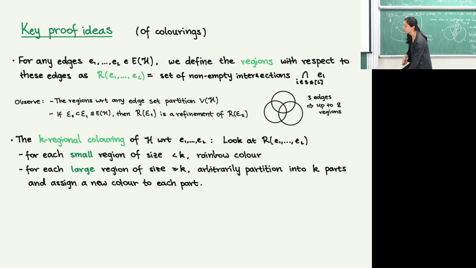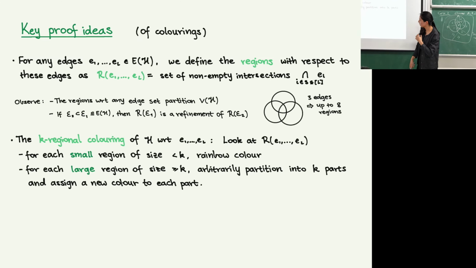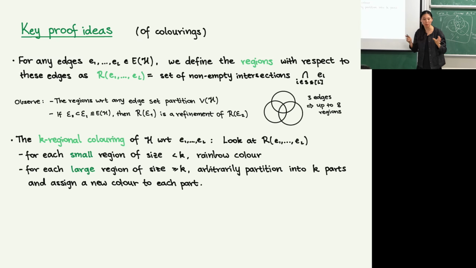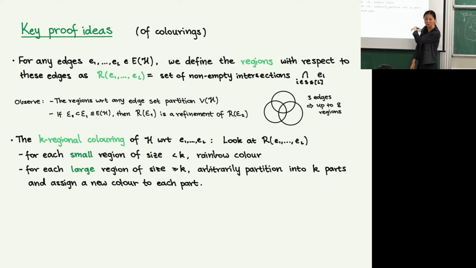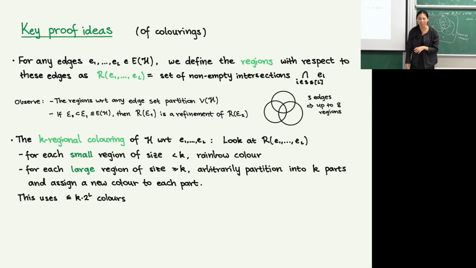And now we define a regional coloring, which is essentially what we did here. So again, this is with respect to some edges, E1 up to EL. For every small region, so that means you have less than k vertices, we're going to rainbow color them. And for every large region, we're going to split them up arbitrarily into k parts, and then give a new color to every part. So all of the colors we're introducing here are different to each other. So in total, we're using at most k times 2 to the L colors in this. Okay.